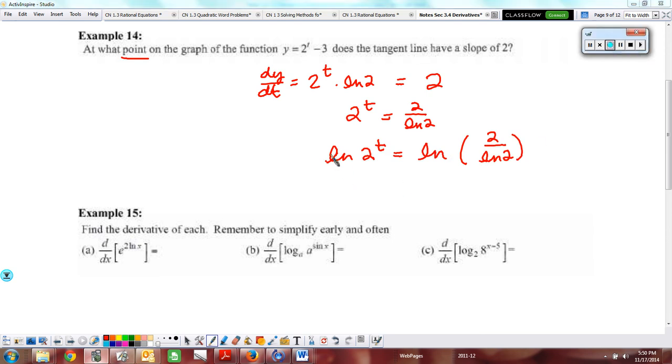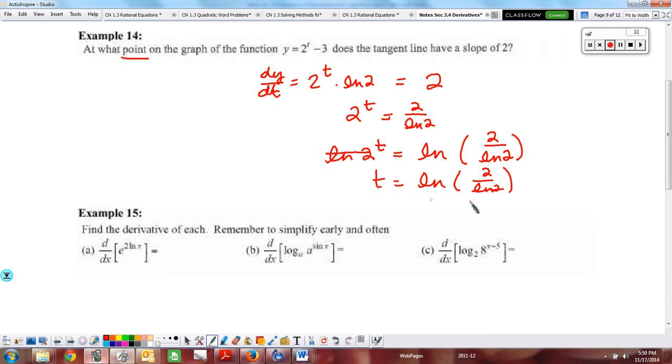And this would cancel on this side. And so we end up with t equals the natural log of 2 over the natural log of 2. Doesn't matter that that's ugly looking. I mean, it's just a number. But they wanted to know at what point this has. All right, at what point?